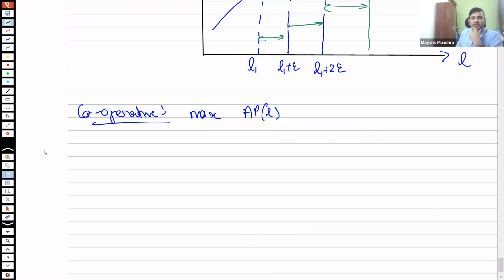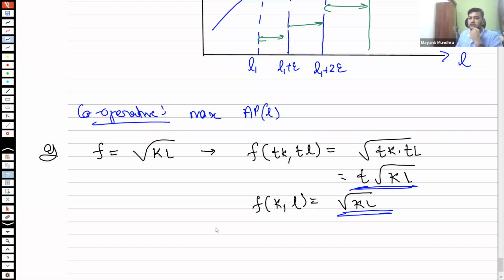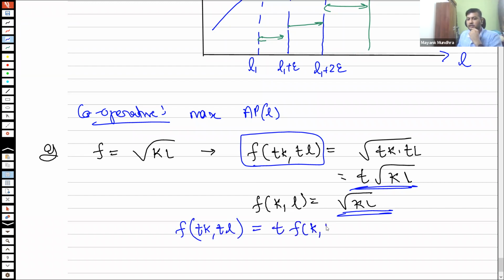Okay, so let's do some examples here. Suppose the production function is F equals under root KL. So F of TK, TL equals under root TK into TL. That is equal to T times under root KL. And F of K, L equals under root KL. So the relationship between these gives me that F of TK, TL is basically equal to T times F of K, L. So this is a constant returns to scale production function.